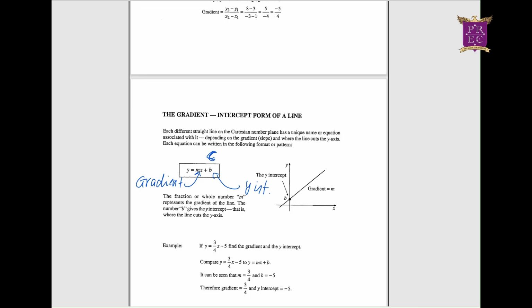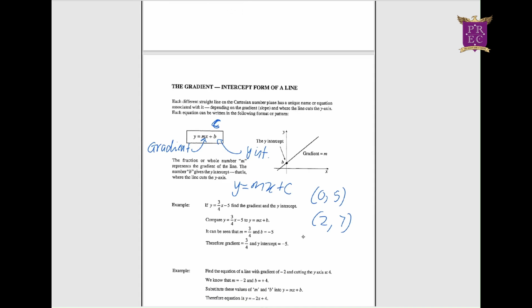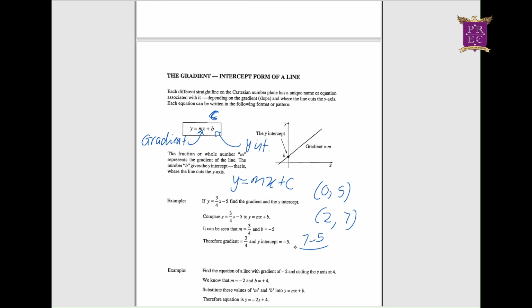When you're representing an equation of a line, you use y and give it in terms of the gradient and the y-intercept. So y is equal to mx plus c, and let's take 2 points for example. Let's say we had 0 and 5 and 2 and 7. Let's do the gradient. The gradient will be 7 minus 5 divided by 2 minus 0, because it's y2 minus y1 over x2 minus x1. So we got 2 over 2, and the gradient is 1.